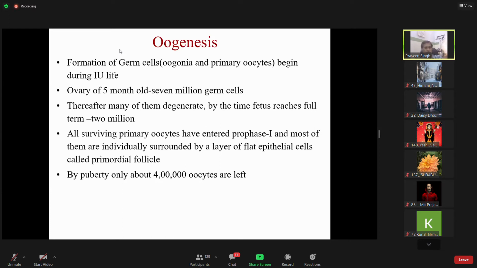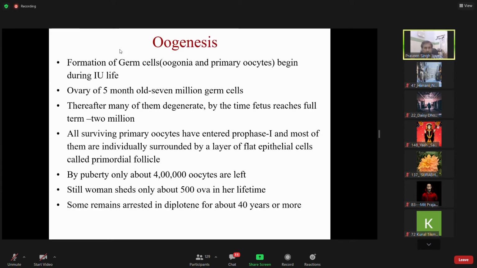By puberty, only about 4 lakh are left, and still a woman needs and sheds only about 500 ova in her lifetime. So this is the story of oogenesis. Important is that some remain arrested in diplotene for 40 years or more. This is a big time. Since a cell remains arrested for 40 years, the chances of trisomy 21, mongolism, are more in females who have pregnancy at a later age.